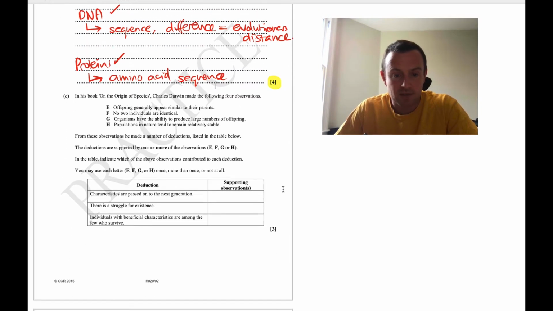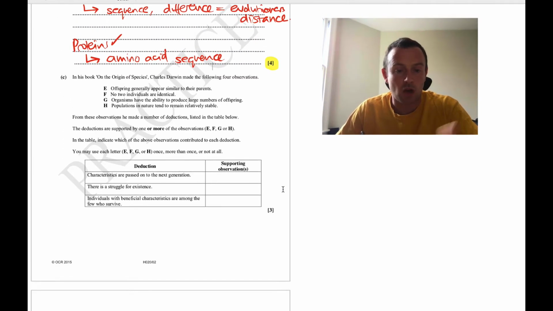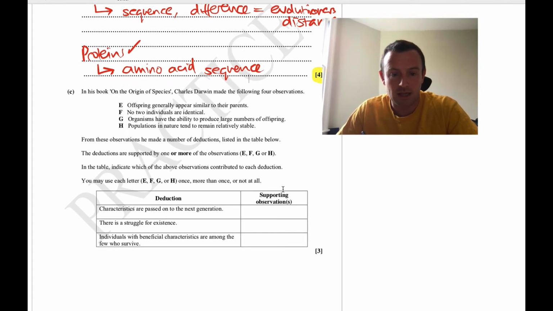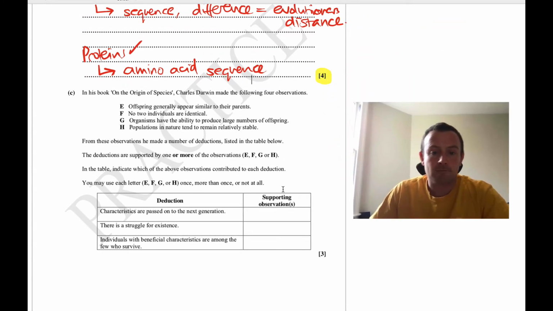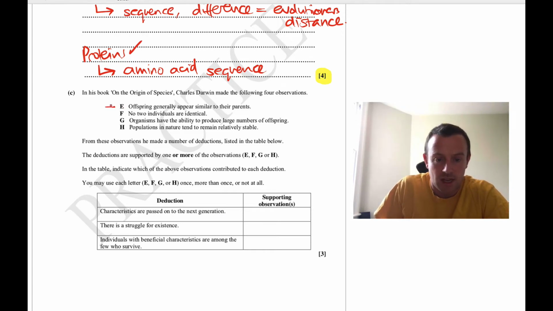Okay, here we have some statements that Charles Darwin thought about, his observations. I'm zooming in a little bit. He used these observations to deduce ideas. So first, his idea is this: characteristics are passed on to the next generation. Which of these back it up? And the answer is E. Just E. Offspring generally appear similar to their parents.